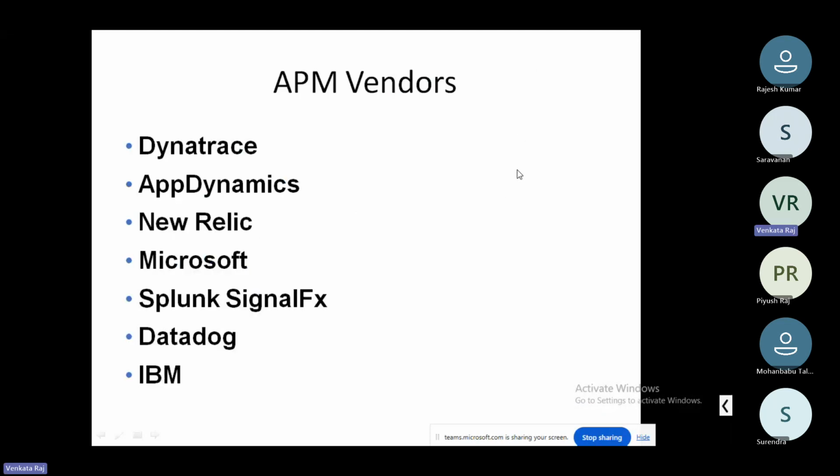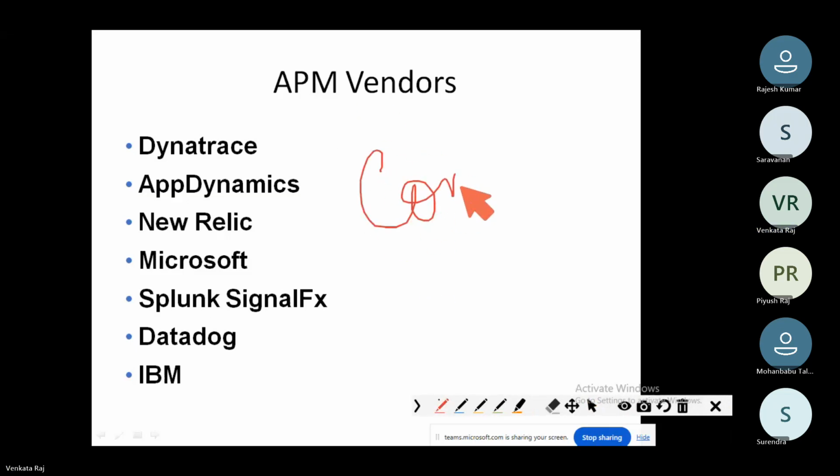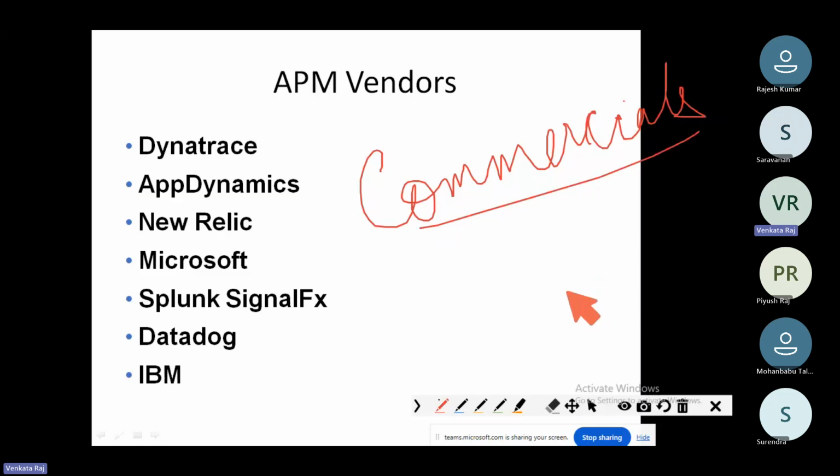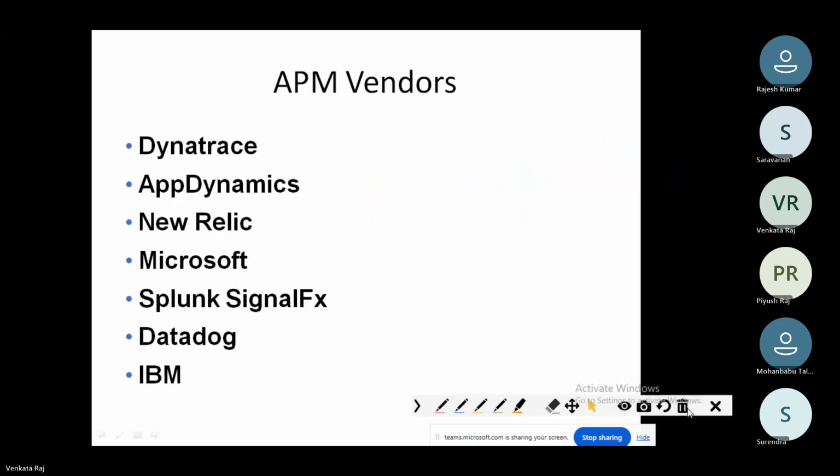So the different APM vendors, guys: Dynatrace, AppDynamics, New Relic, Microsoft, Splunk, Datadog, IBM. These all are commercial ones. Okay, commercial ones. And we have the open source also. Okay, so out of this list, we are going to learn Datadog, right? As part of this training.